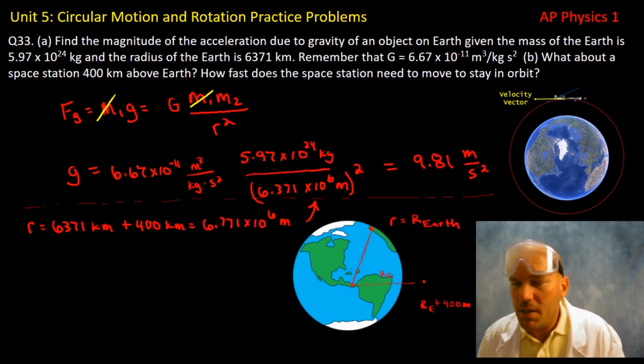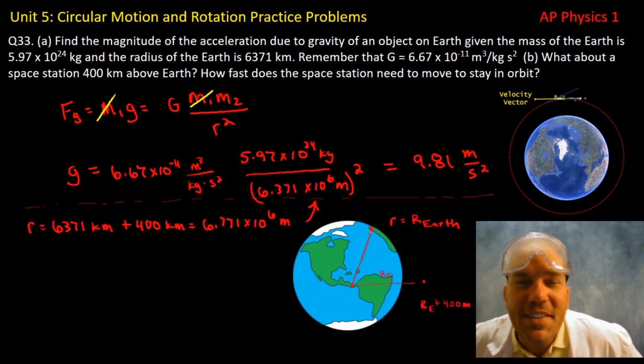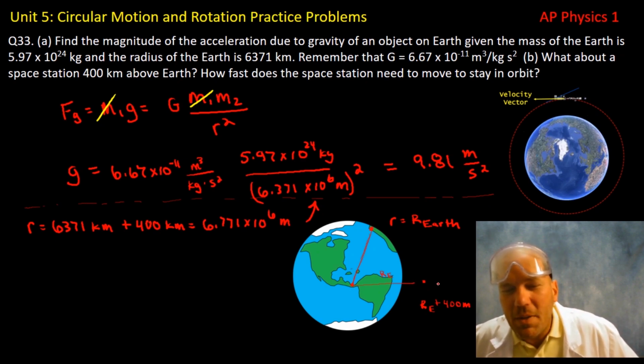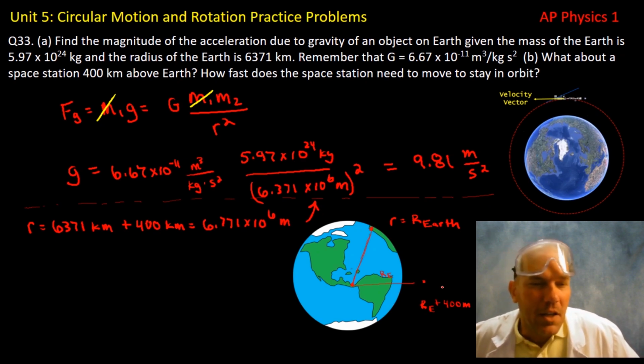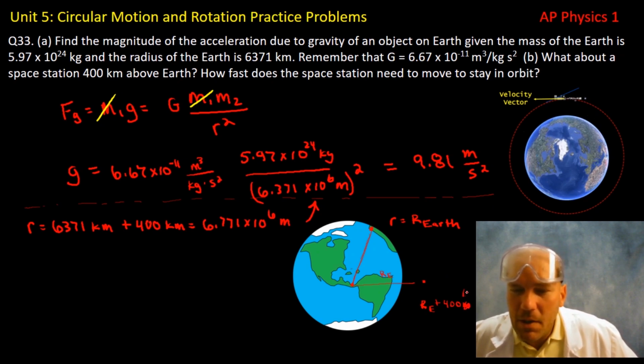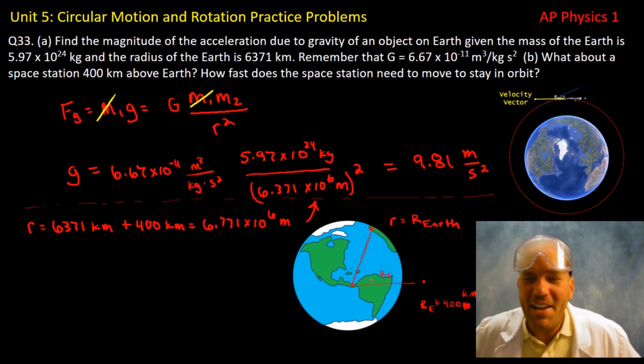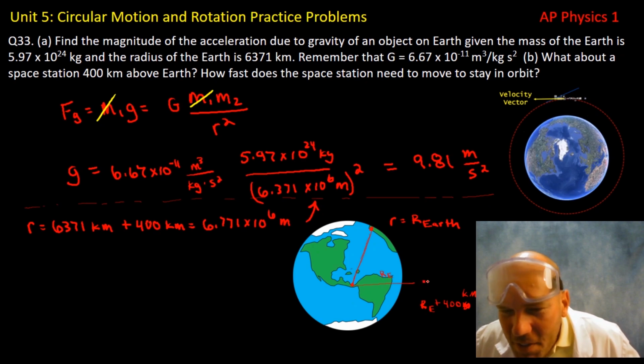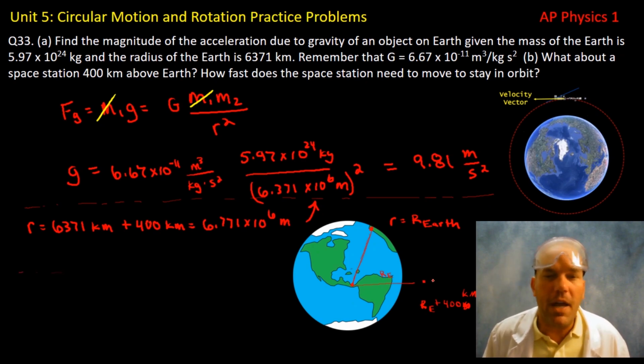And you can see here, we have the object on the surface of the Earth here, and then we have the radius of the Earth, but we're going to be adding 400 kilometers. All right, that should be kilometers right there, not meters. We're adding 400 kilometers to that value, so we're out here a little bit. Let's go ahead and see what happens.